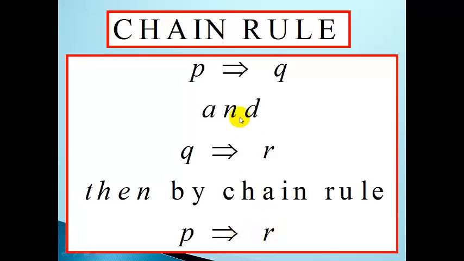Why are we saying that? Because here we have P implying Q, and here we have Q implying R. So it means that P now implies R. So R becomes true if only if P is true.